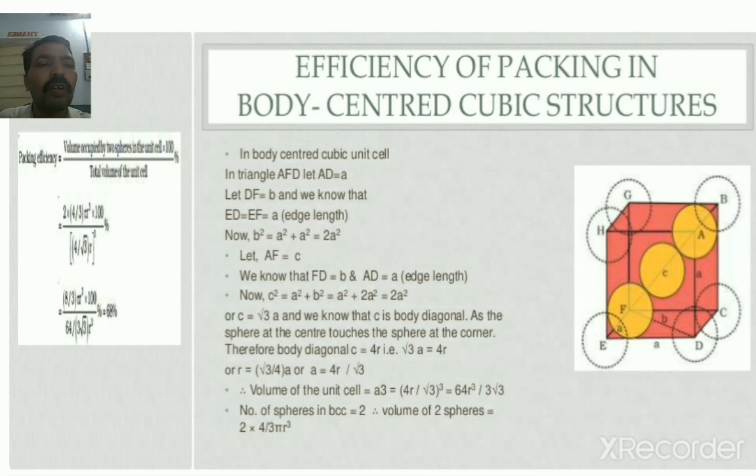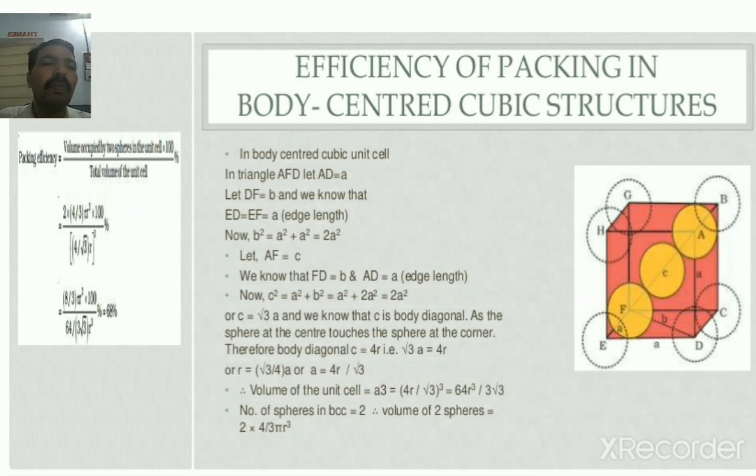By using the Pythagoras theorem in triangle EFD, DF square is equal to EF square plus ED square. That is a square plus a square. Let FD be b. b square is equal to a square plus a square, b square is equal to 2a square, and b is equal to root 2 a.